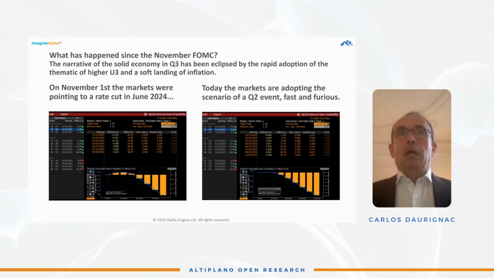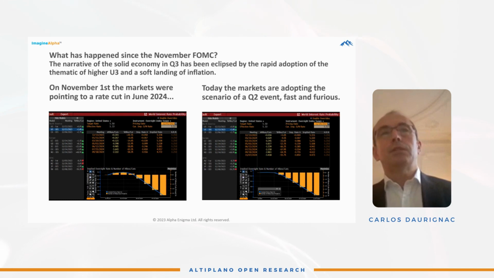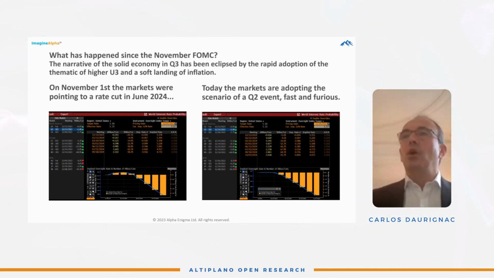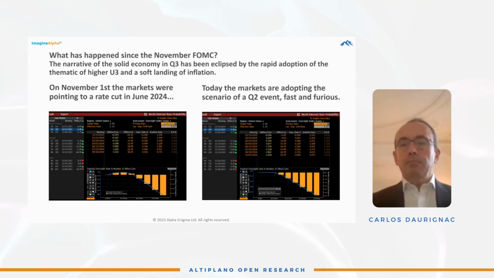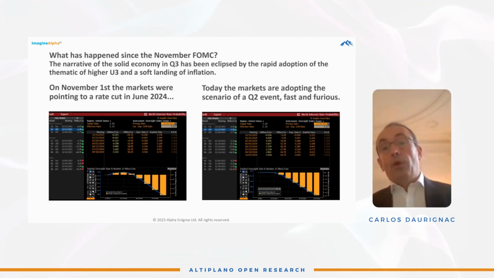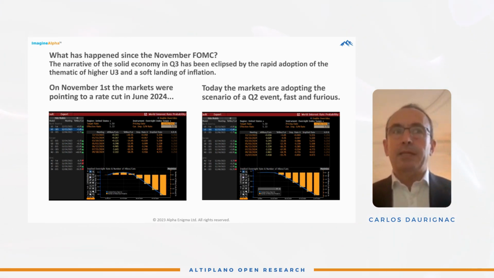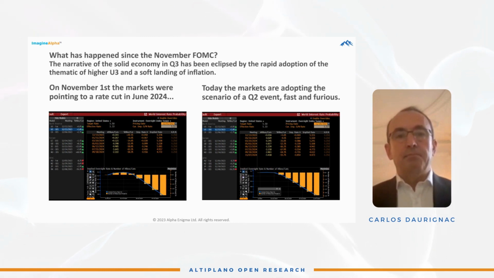So here is an illustration of the change since November 1st. At that time, the first hint of a rate cut was priced for June. And as of yesterday, the odds had been moving all the way up to the second quarter, early in the second quarter. So that migration of interest rate cut expectations should not be, in fact, a surprise. It's a bit aggressive, but should not be a surprise.